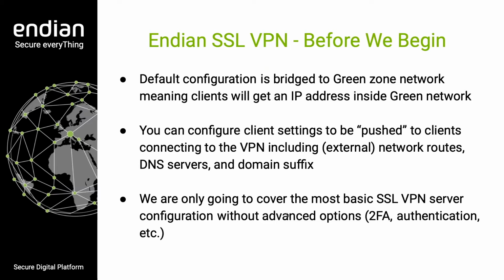So this is where all of your devices that need the most protection would typically operate. The default configuration for the SSL VPN is to bridge to the green zone. What that means is that when your SSL VPN clients connect to your Endian device, they will receive an IP address that's inside of your green network, your local area network. And this is typically the most desired because it's as if you're functioning as if you're in the office.